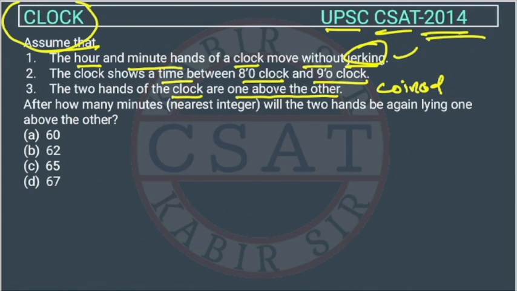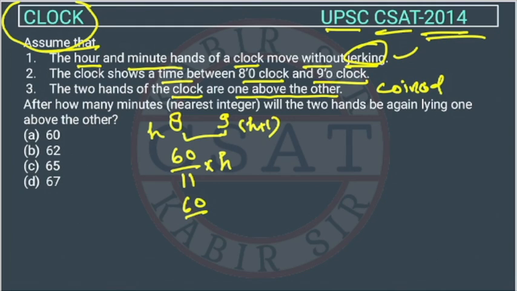So the formula, like they are talking about between 8 and 9, right? Between 8 o'clock and 9 o'clock, what will be the time when they will coincide? So they will coincide at, I told you the formula. The formula will be 60 upon 11 into h. If this is h, this is h plus 1, right? So this will be 60 upon 11 into 8, right? So this will be the answer.